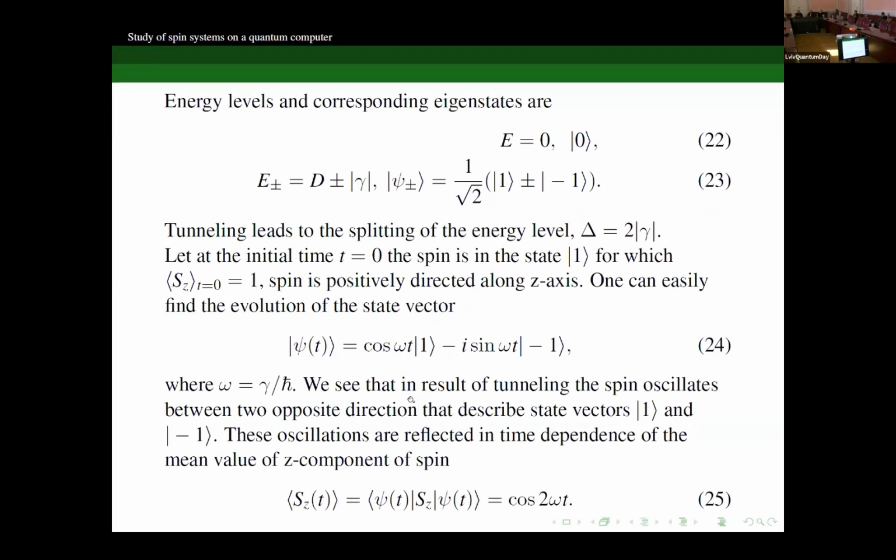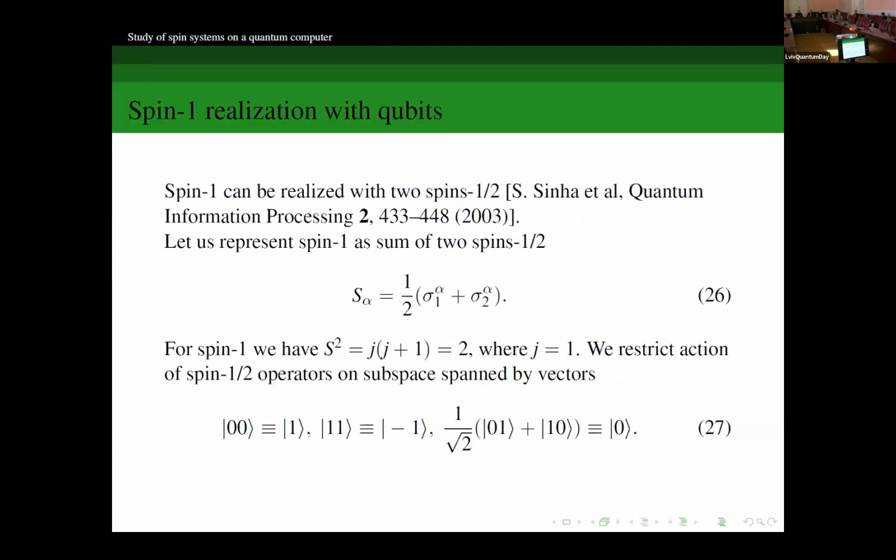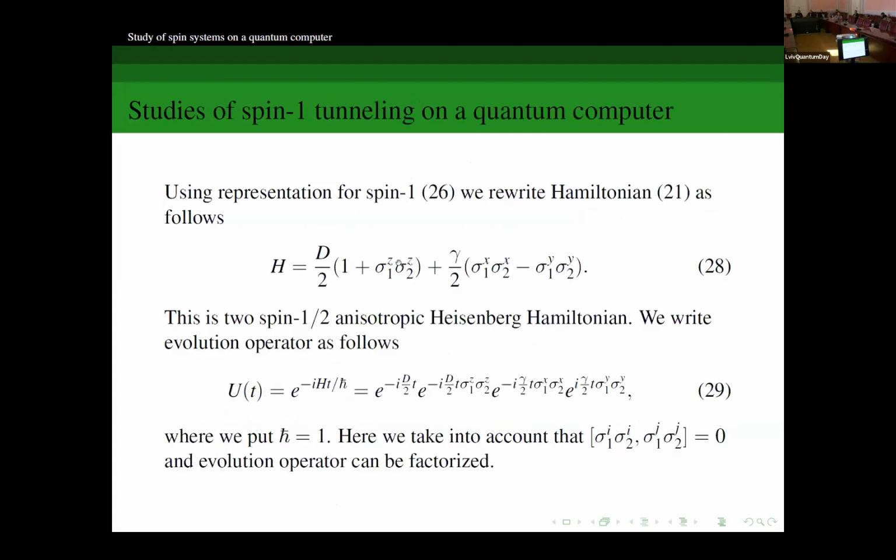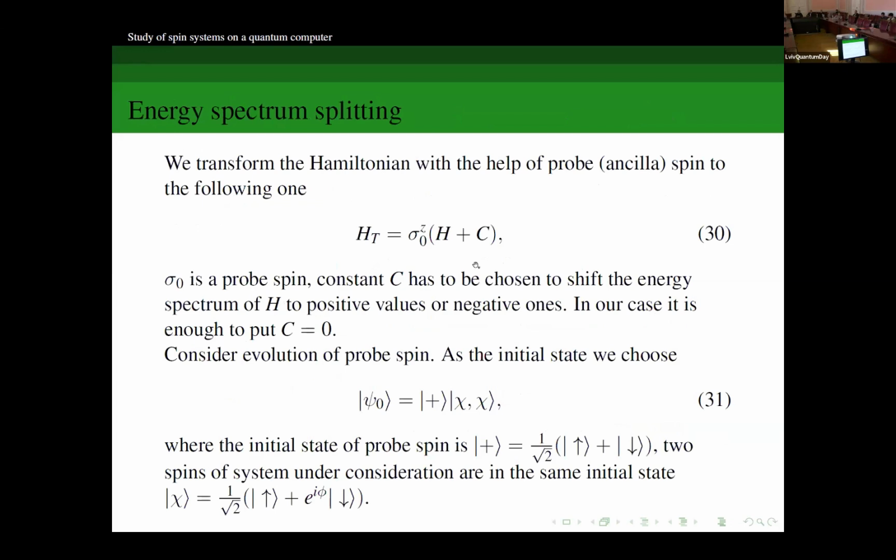Here, let me omit calculation. Here is the energy level of this system. It's not a problem to calculate. And what about simulation on a quantum computer? Spin 1 can be simulated using 2 spin 1/2. And so, as a result of such simulation, we obtain the Heisenberg model for 2 spins, and such a Hamiltonian can be without a problem simulated on a real quantum computer. Then we can apply our method for calculation of energy levels.